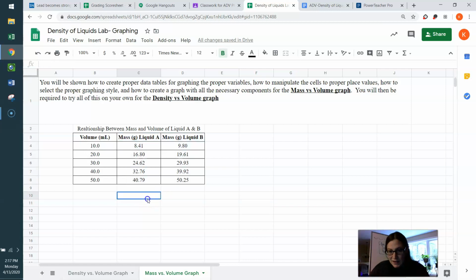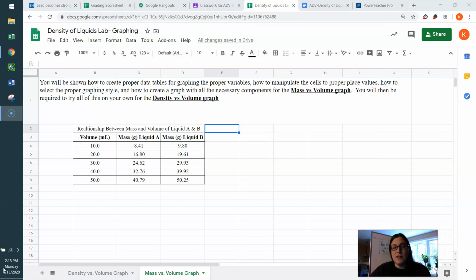Okay. And every good data table has a nice title that explains what I'm looking at. I am looking at the relationship between mass and volume of liquid A and B. It's very descriptive, self-explanatory, and shows what information is going to be graphed.